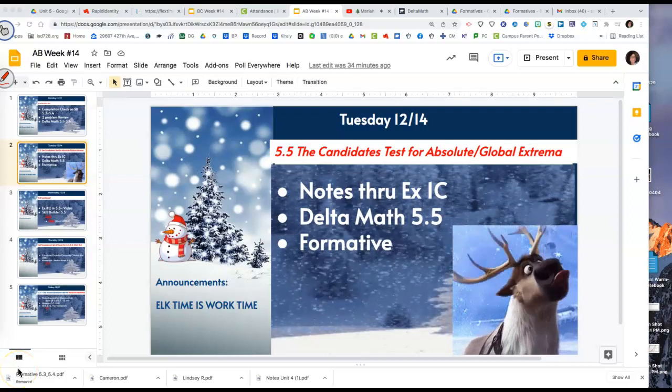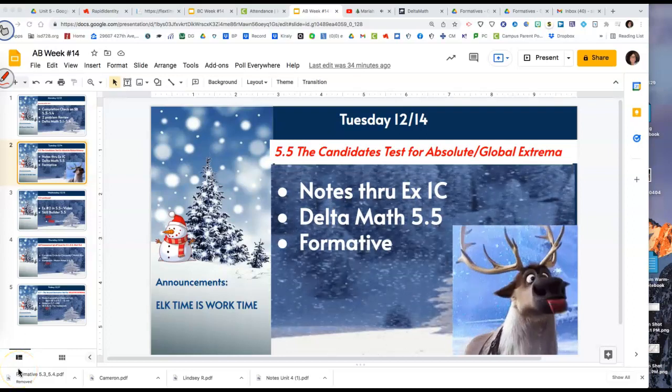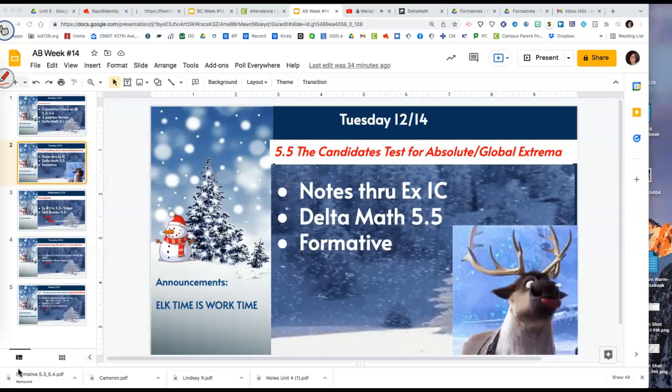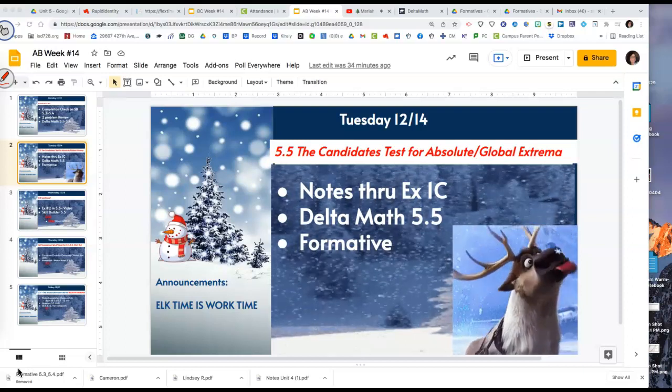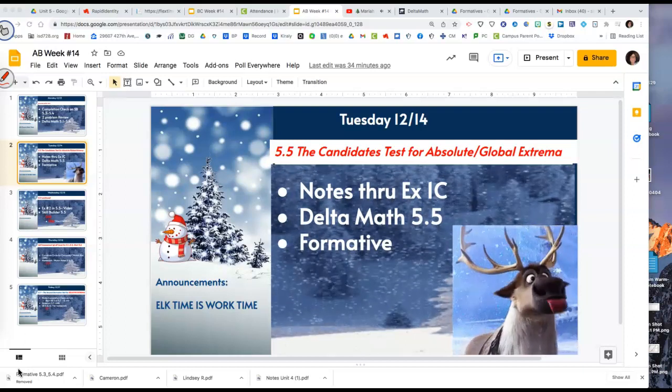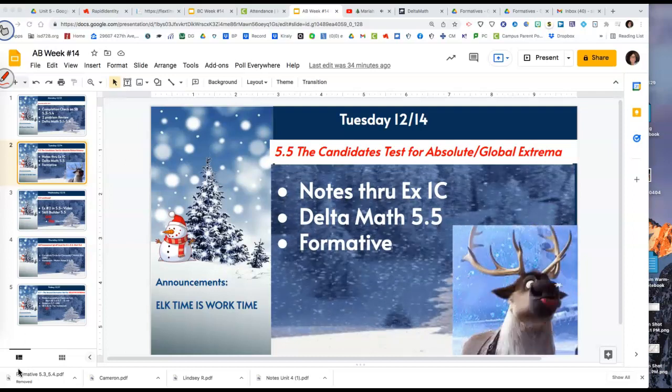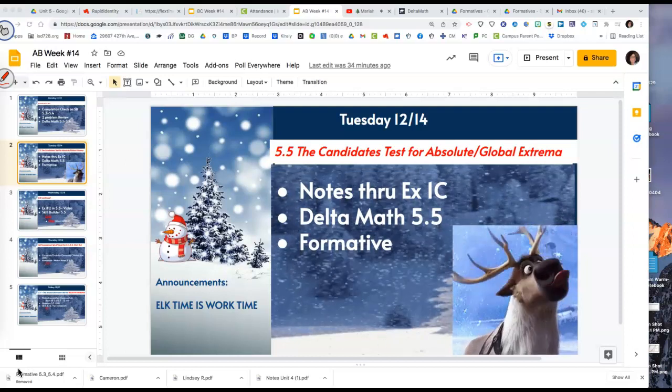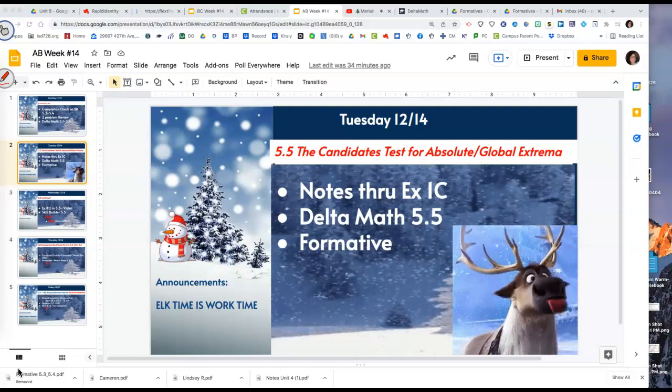We're going to do the notes through example 1C on 5.5. It's called the candidate's test for finding absolute, or some books call it global, extremes, which is just the highest and the lowest our functions can be on a given interval.